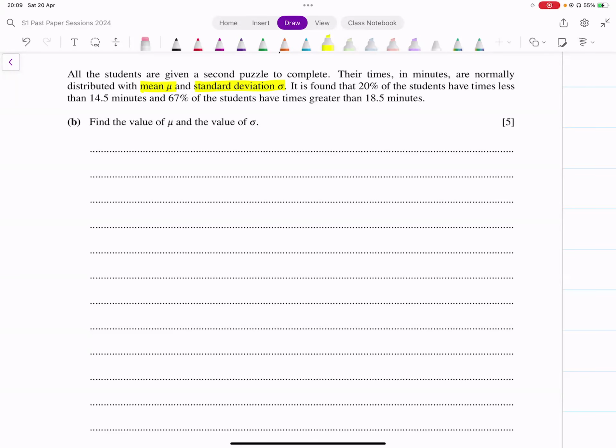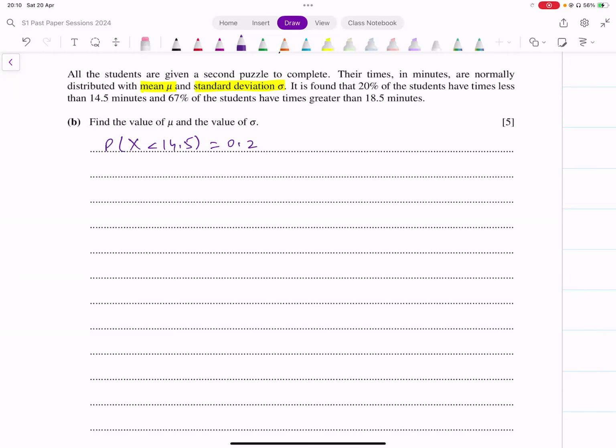Good. Okay, so it says it's found that 20% of the students have times less than 14.5 minutes and 67% of the students have times greater than 18.5 minutes. Find the value of mu and the value of sigma. So that's again a relatively standard inverse normal problem. It says 20% of students have times less than 14.5. That means the probability of the time being less than 14.5 is 0.2.